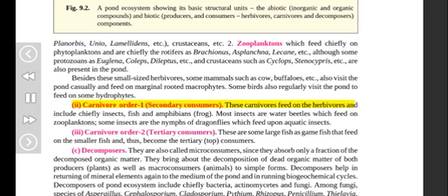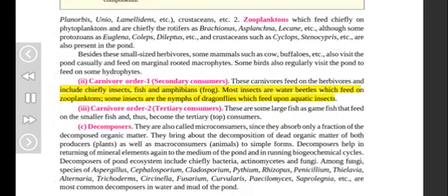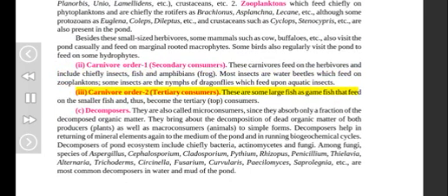Carnivore order 1, secondary consumers. These carnivores feed on the herbivores and include chiefly insects, fish and amphibians, frog. Most insects are water beetles which feed on zooplanktons. Some insects are the nymphs of dragonflies which feed upon aquatic insects. Carnivore order 2, tertiary consumers. These are some large fish, such as game fish, that feed on the smaller fish and, thus, become the tertiary top consumers.